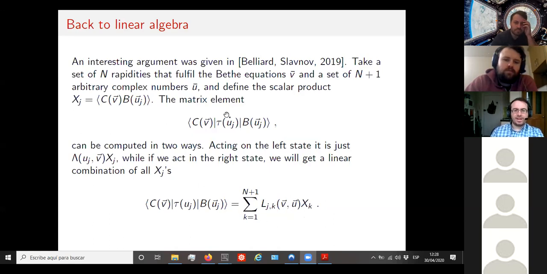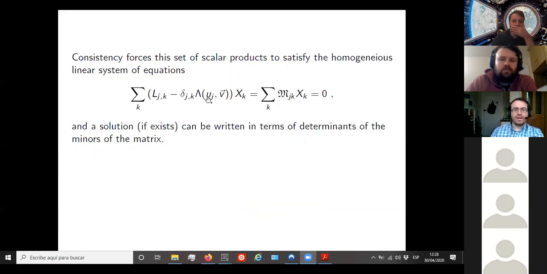But consistency tells us that if we apply the transfer matrix to the right or to the left, I should get the same answer. So at the end, I can write this homogeneous system of linear equations that the scalar products should satisfy. And the argument that Slavnov says is that if a solution exists, this matrix M should have determinant zero, so it should be written in terms of the determinants of minors of this M matrix.